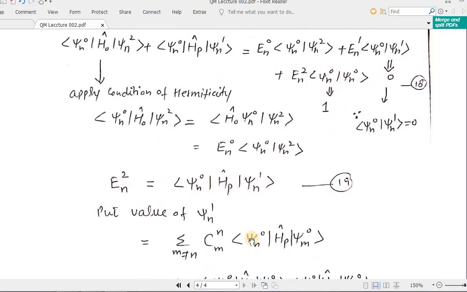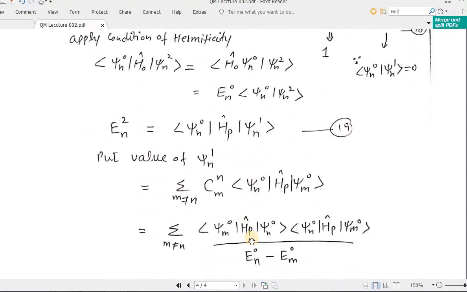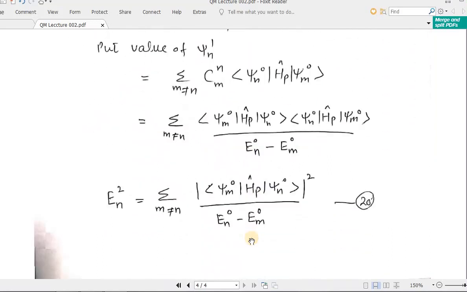Put the value of psi n1 from the above equation. This equation is the summation over m not equal to n of mod square of psi m naught Hp psi n naught divided by En naught minus Em naught.